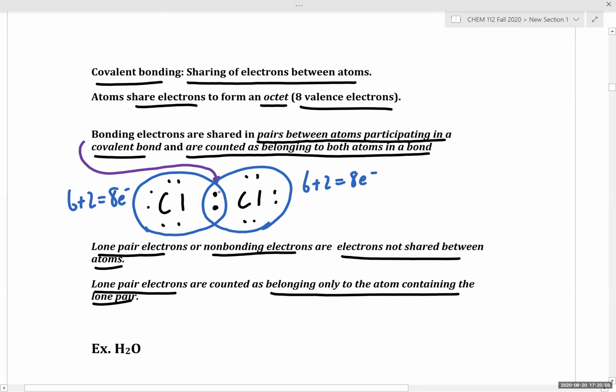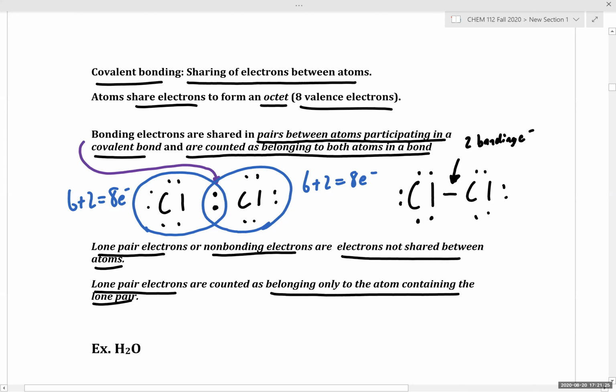We can also represent these bonding electrons as a line. So this line represents 2 bonding electrons. It's far more common in organic chemistry for bonds to be represented as lines rather than as dots.